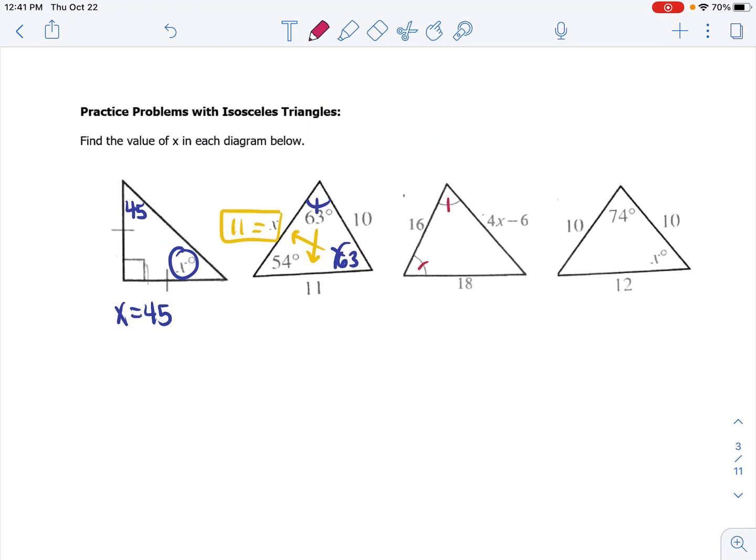For the next one, we have two congruent angles. So I know that 18 equals 4x minus 6. And x equals 6.